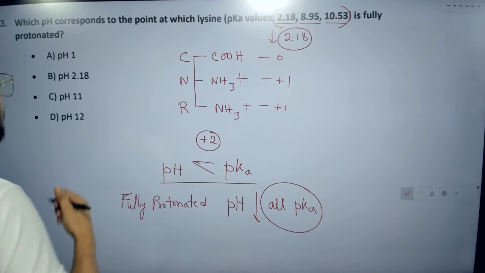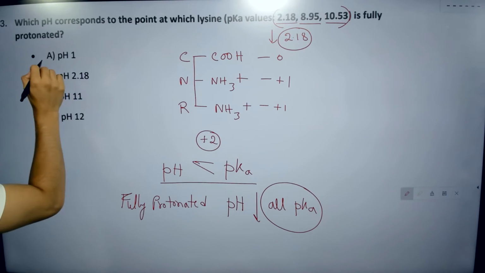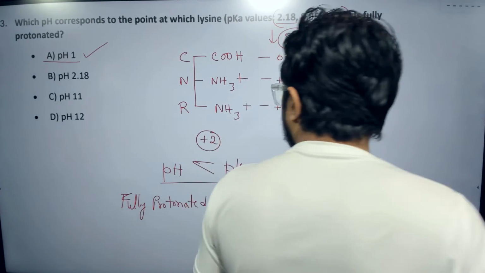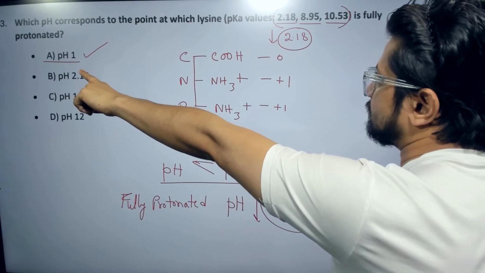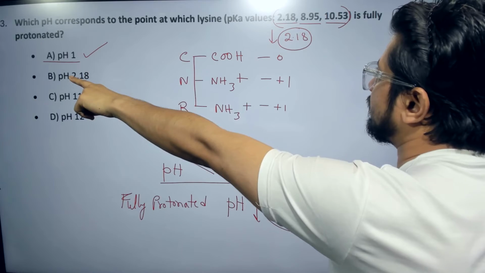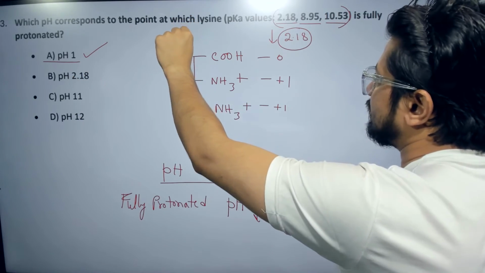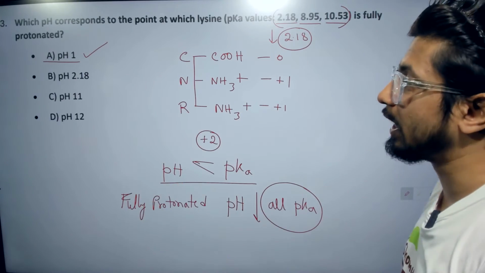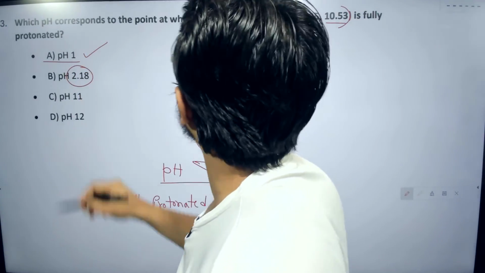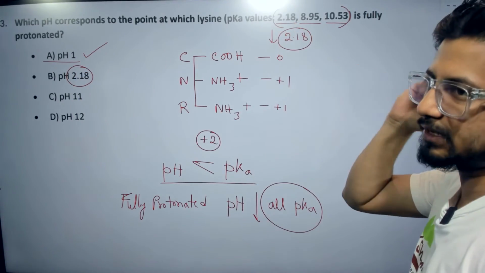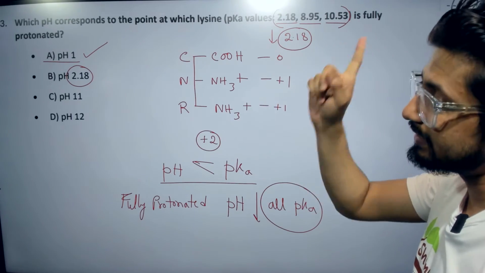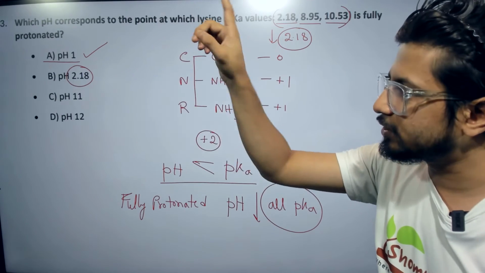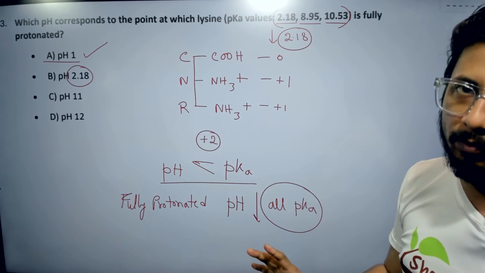So look at the option. pH 1 is lower than 2.18. So pH 1 should be the correct answer. It corresponds to the point where the lysine is completely protonated. pH 1 पर lysine completely protonated होगा. pH 2.18 पे क्या होगा? 2.18 तो मैच कर जा रहा है, तो नहीं होगा, 2.18 से नीचे होना है. And pH 1 is lower than 2.18. So that's why pH 1 is the correct answer, not pH 2.18.